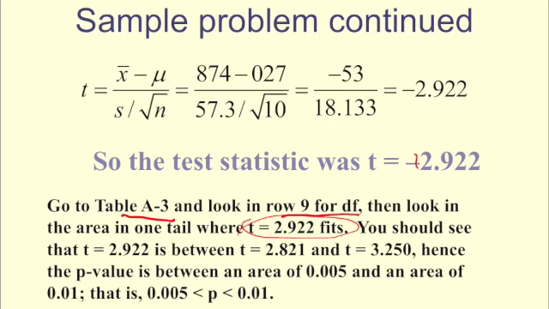We're going to see that this score we found is between the t-values of 2.829 and 3.250. So the p-value is between an area of 0.005 and 0.01. So because p is less than 0.01, we do reject the null hypothesis, right? We want our p-value to be less than our significance level, alpha.